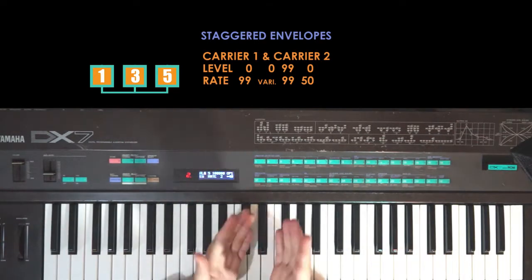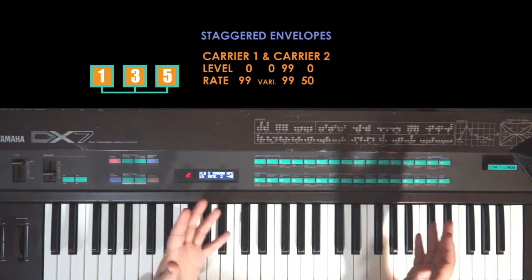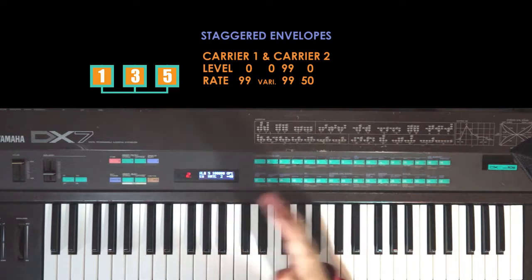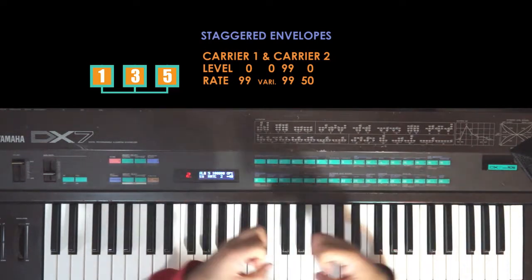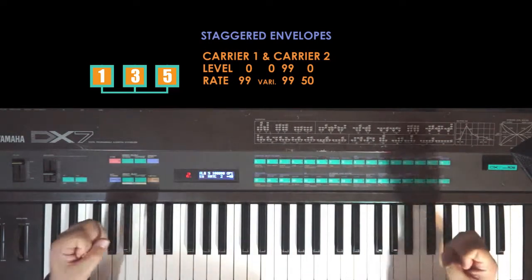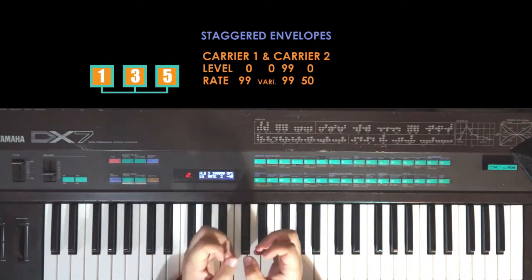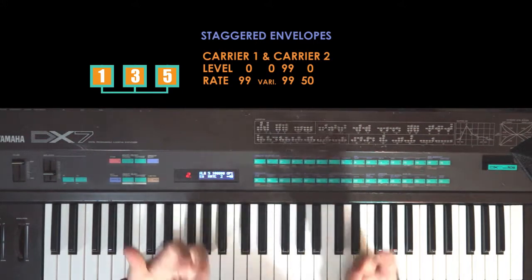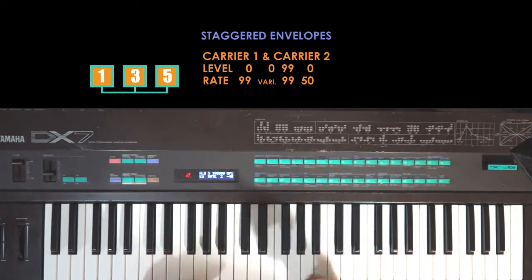So you put one at 50, one at 45, and one at 40, and they'll come in successively, consecutively, one after the other. And by adjusting that decay value, the rate 2 value, you can set the spacing between them either further apart or closer together. And that is the staggered envelope programming.